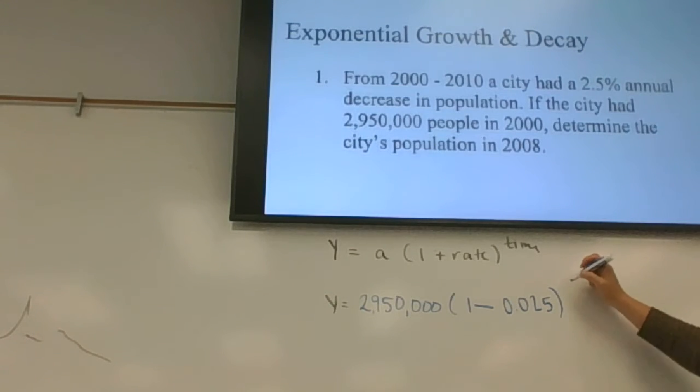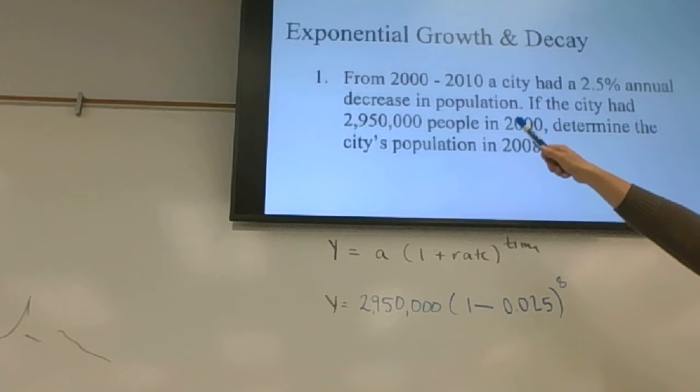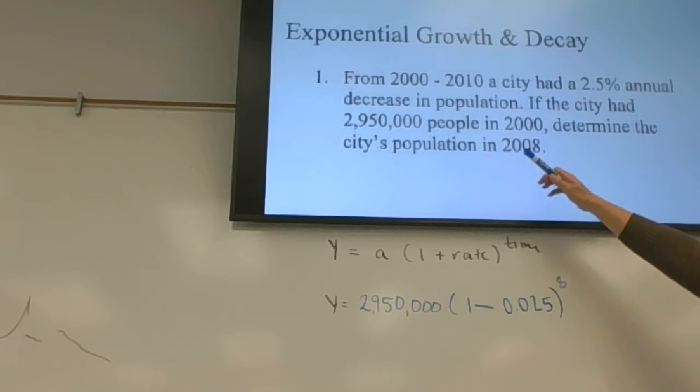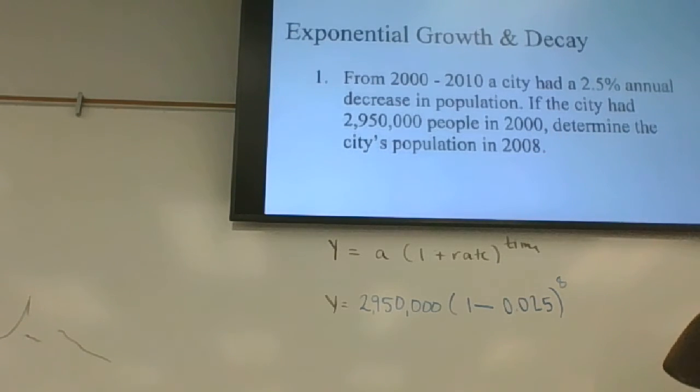All right, so 8 years have gone by. While this says this model is true between 2000 and 2010, we're figuring out the population in 2008. So 8 years have gone by. We're going to put an 8 up there for the exponent. That's the amount of time that has gone by.